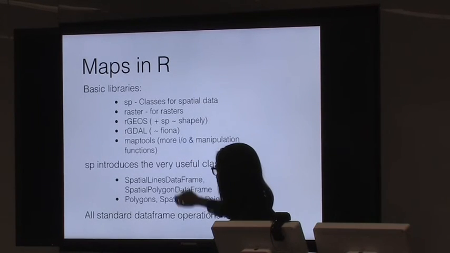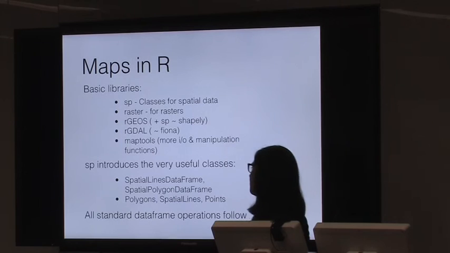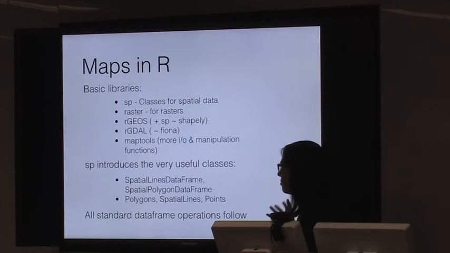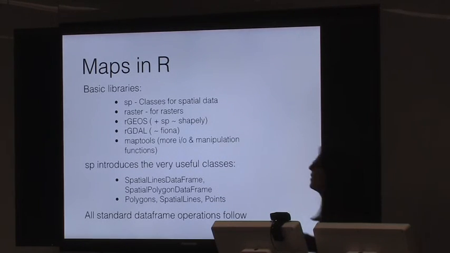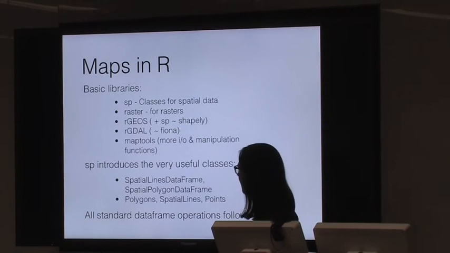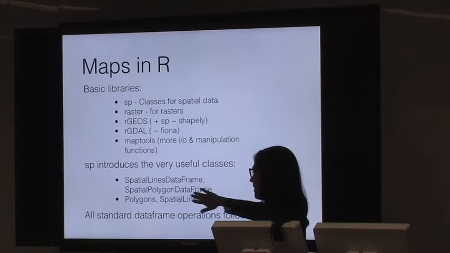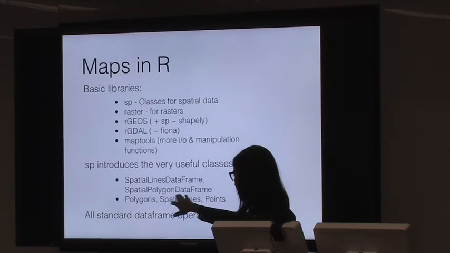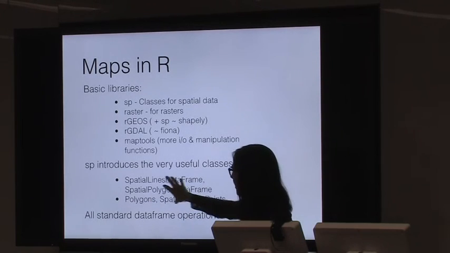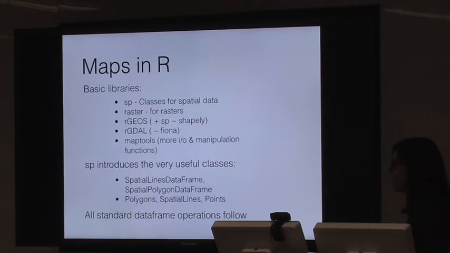on your spatial data. And then MapTools is another nice library. It also has some I/O functions and some manipulation functions. But the nice thing about the SP library is that you have these options like the spatial data frame, the spatial polygon data frame, and literally you have the extension of the data frame concept to involve also spatial data, and all the standard data frame operations follow.